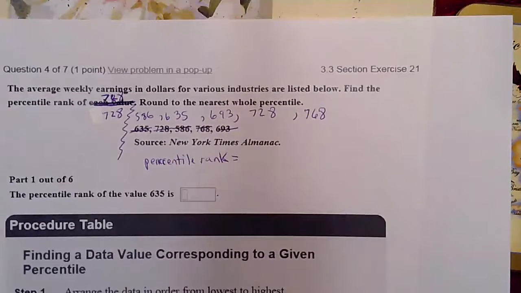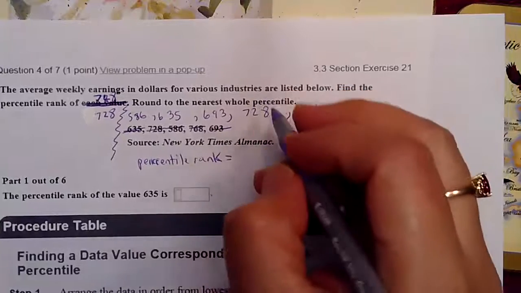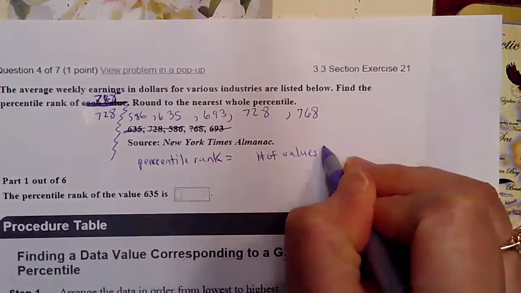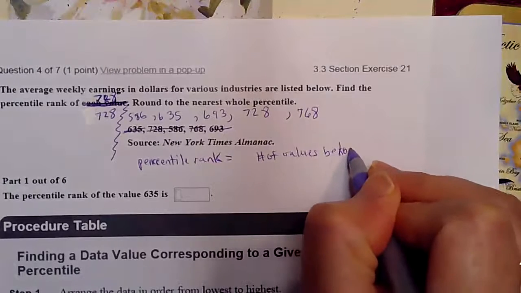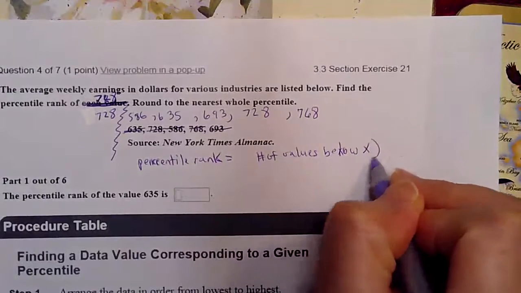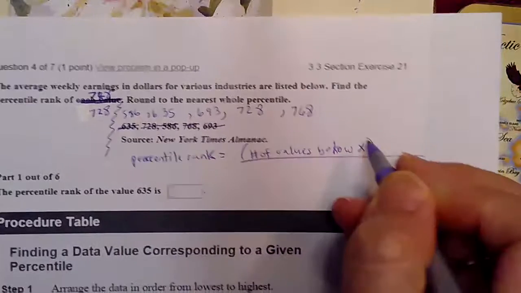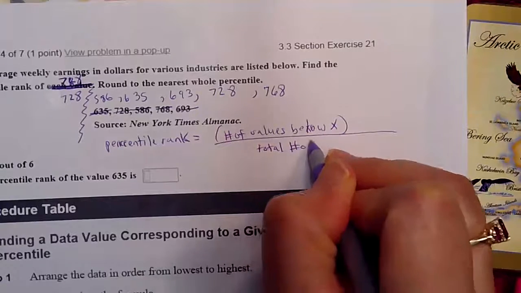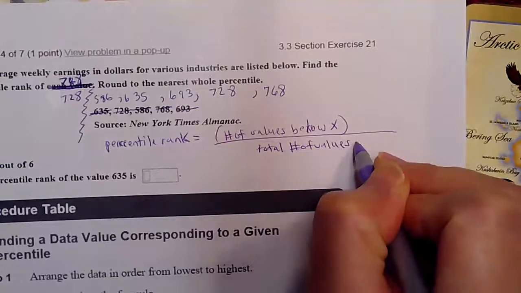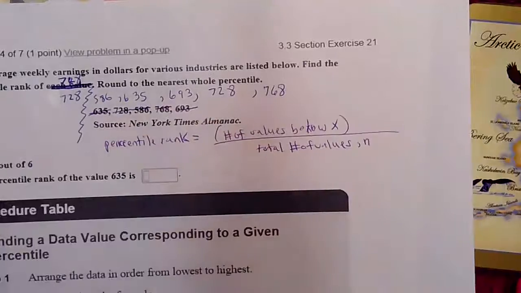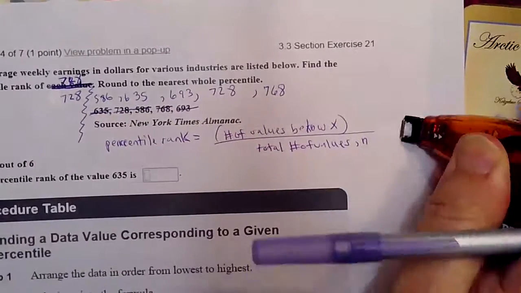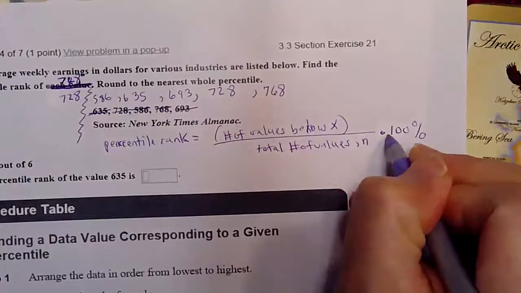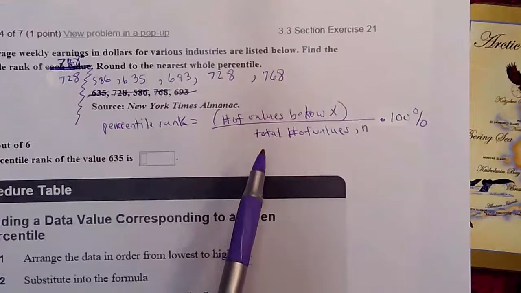Okay. And remember the formula that we use. We want the number of values below X, over the total number of values, and then it's times 100%. Okay, so number of values below X.